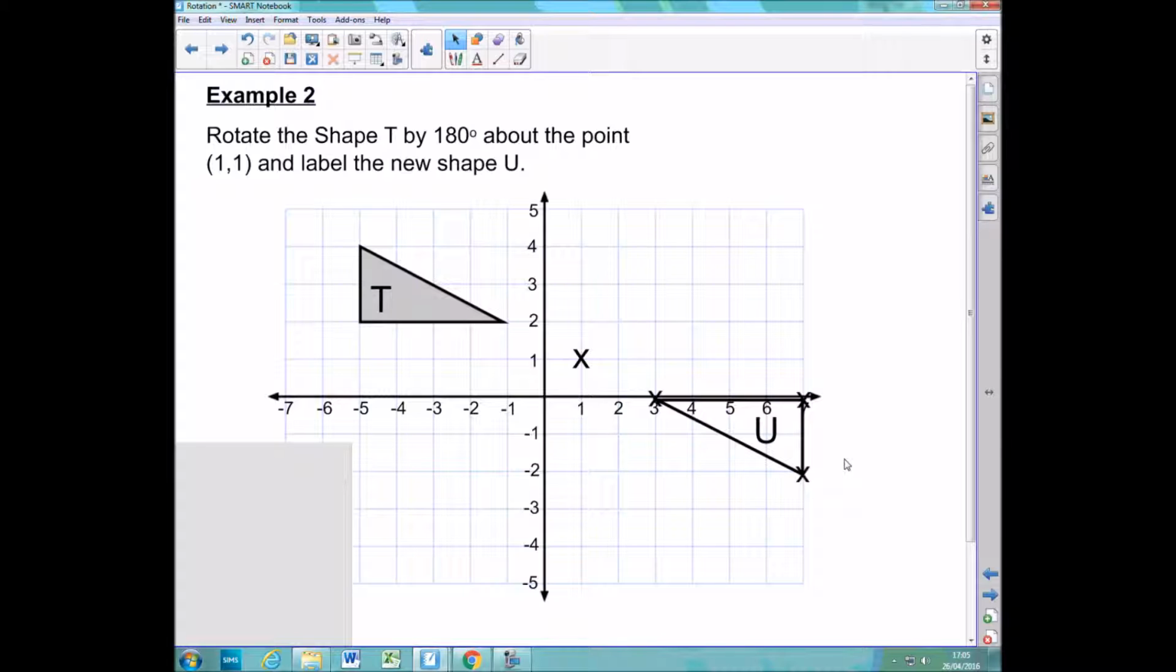Hopefully that's helped you to perform rotation transformations. Remember to ask for tracing paper if you haven't already been given some, and make sure you do practice this because this is an examiner's favorite to do. Okay, well, good luck.